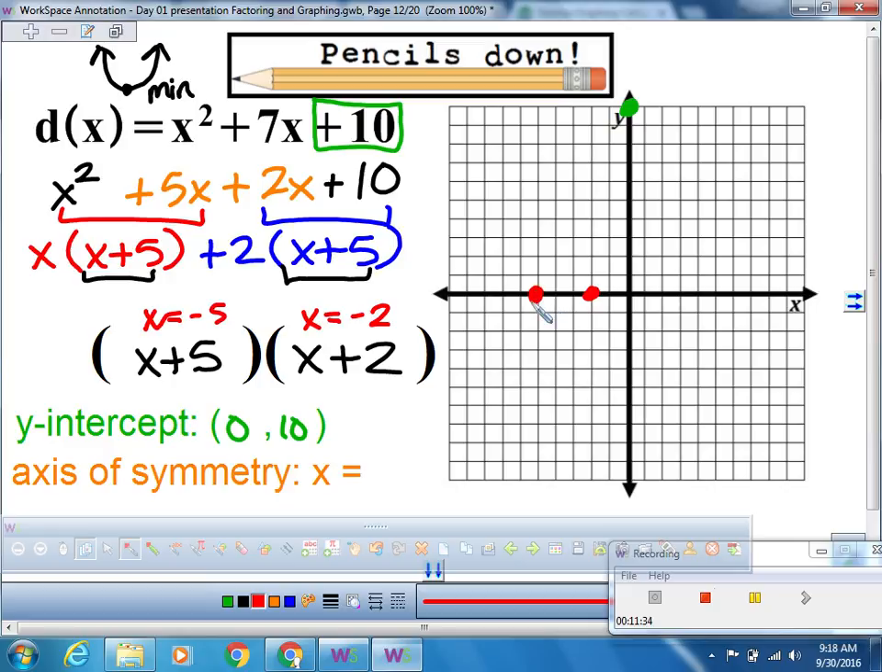Negative 2, 3, 4, 5. It means I have an axis of symmetry right in between those. Uh-oh. But there is nothing right in between them. Sure there is. It's right in between. It's a half. Right? It doesn't have to be on one of these lattice points. So negative 1, 2, 3.5.